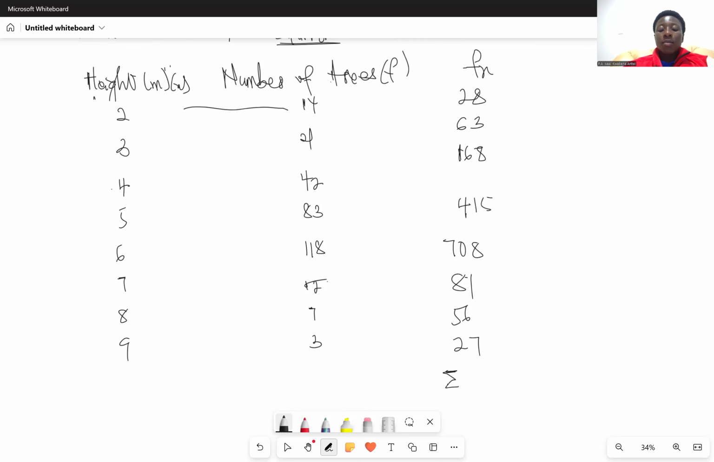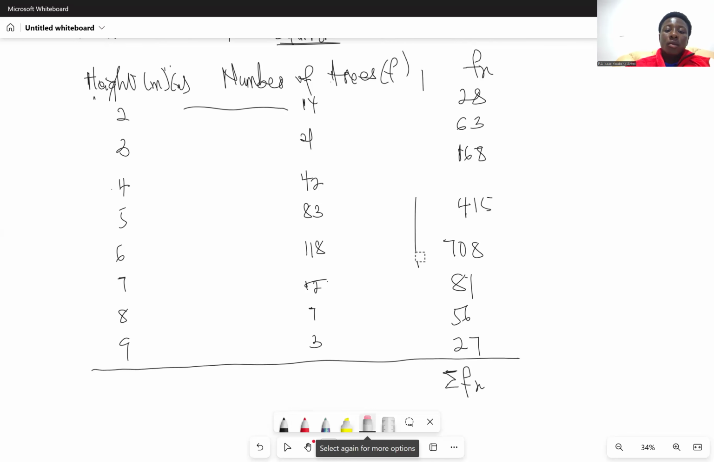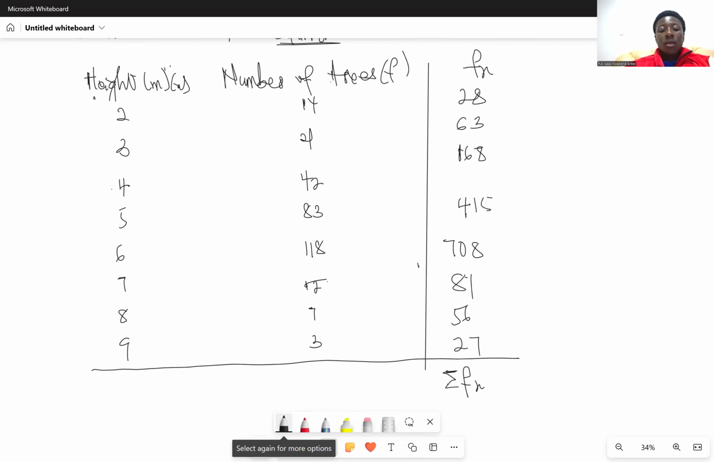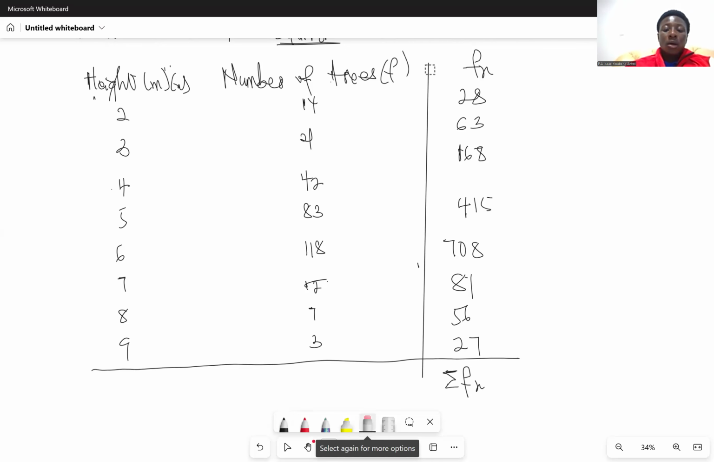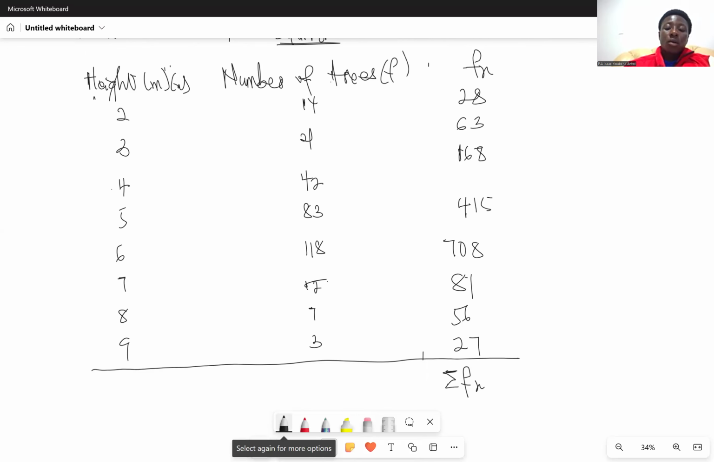When you are done, you find the sum for this category. You said 7 times 12 is 84, not 81. The eighth one is 84.